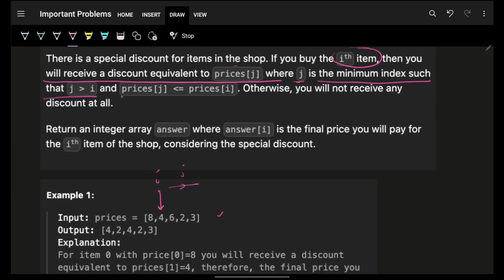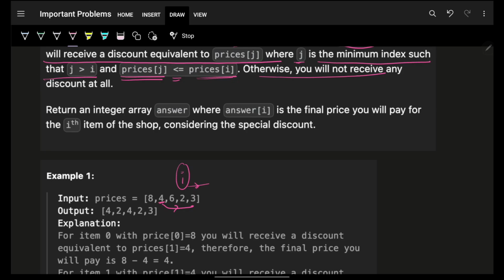on the same grounds, prices[j] should be less than or equal to prices[i]. So as you can see, the first price which is less than or equal to the current price of i is my discount price for this current price of i. Otherwise, if there is no such price, for example, if i would have been this, then on the right I have no price which is less than this price of i, so this will have no discount. Thus this is the corresponding discount for each price.